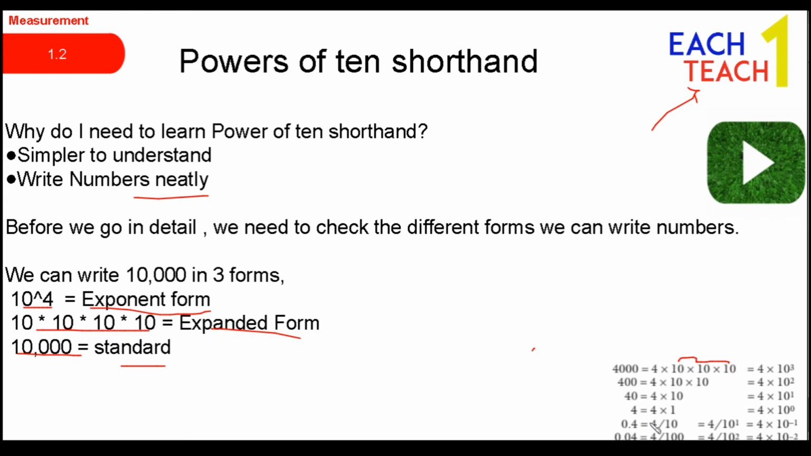If you want a number like 0.004, you can just put a minus, 10 raised to minus 3. It will be just the same as dividing by 10 into 10 into 10.